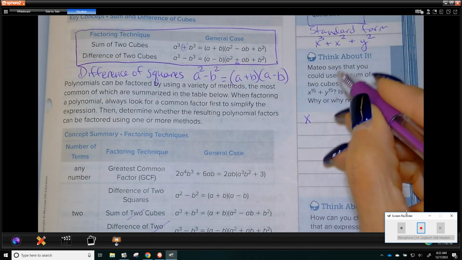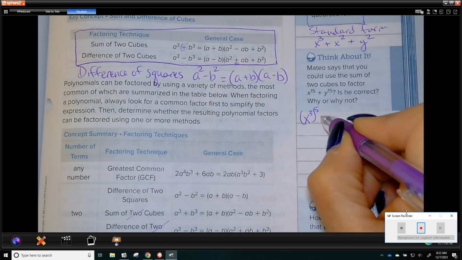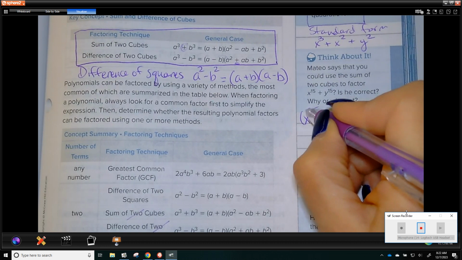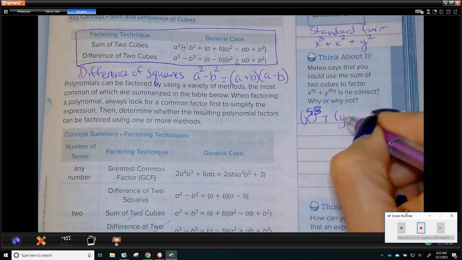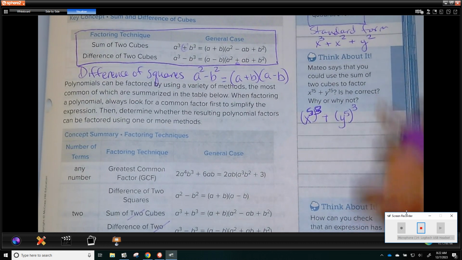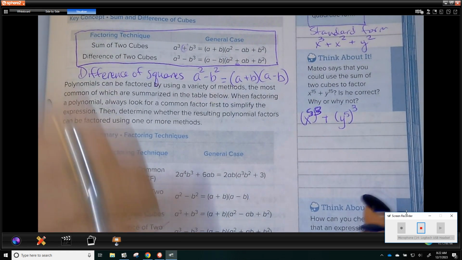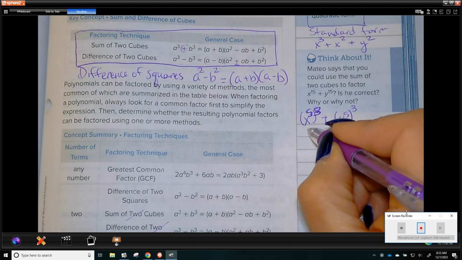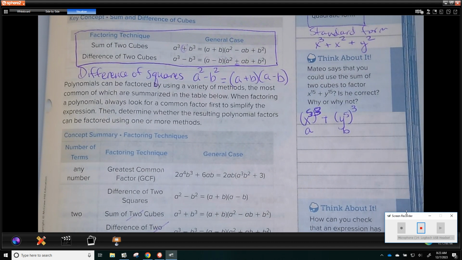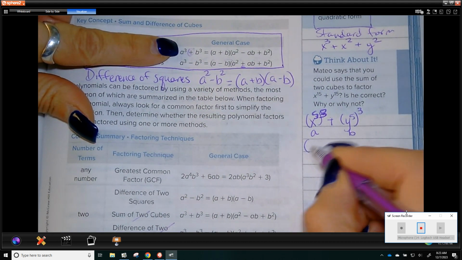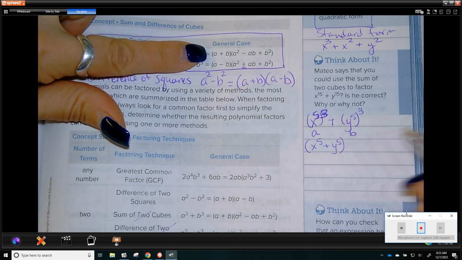This is x cubed to the 5th. I should write the other. X to the 5th cubed, which is 15, plus y to the 5th cubed. Because when you have an exponent to an exponent, you multiply. Now, if we want to apply this to it, this is our a and this is our b, because that's a cubed, b cubed. So then you just fill it in. You get a is x to the 5th, so I have x to the 5th plus y to the fifth.